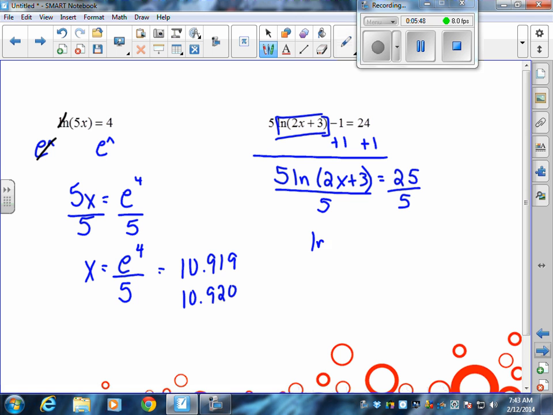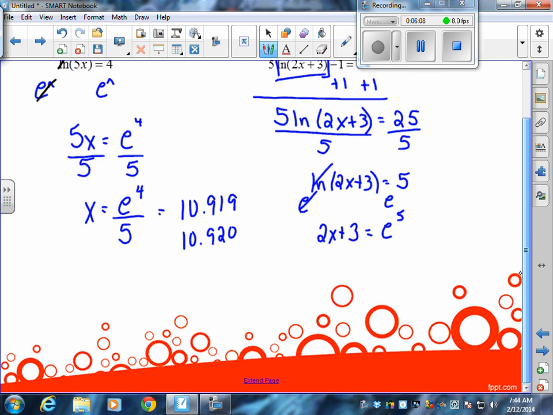I get the natural log of 2x plus 3 equals 5. Then I need to get rid of the natural log, so I'm going to do e to the on both sides. Those are going to cancel. 2x plus 3 would equal e to the 5th. Again, we're trying to get x by itself, so we would subtract 3. And that's going to give me that 2x equals e to the 5th minus 3, and then divide by 2.